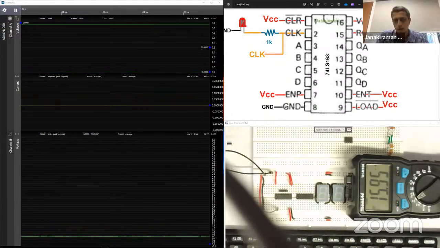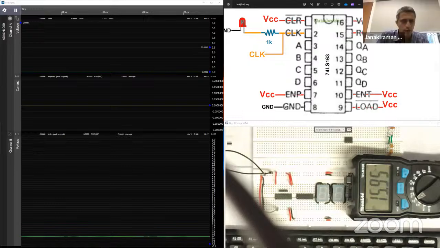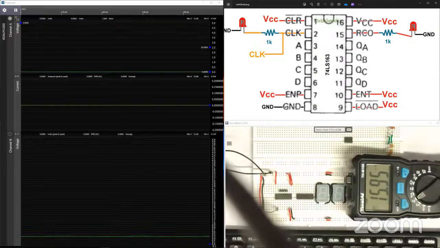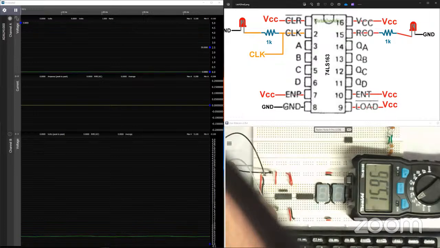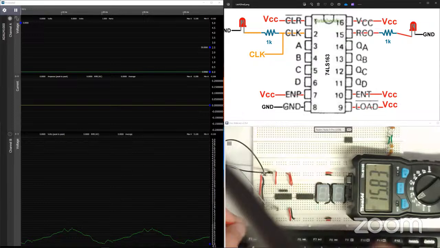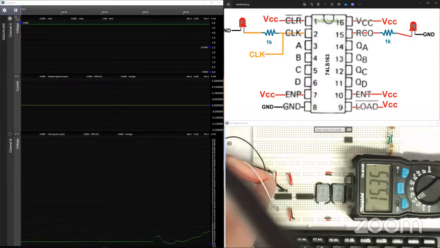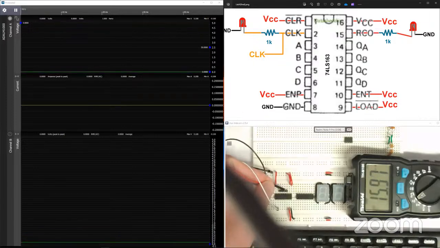Yes, sir, I'll get back to you. But it seems to be within the specs of the IC, because the maximum is mentioned here as 100 milliamps if all outputs are low, and typically around 60 if all outputs are high. If I try to probe the QA, I am not getting anything.